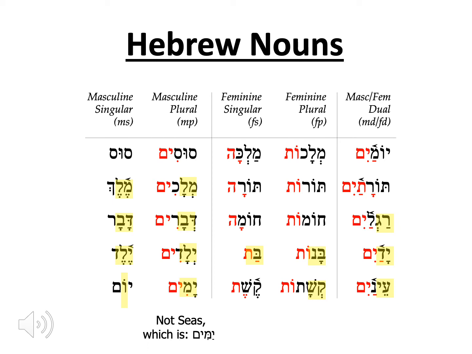So the plural of yam, seas, is not yamim, as we see it here as the plural of days, with a kametz under the yod. Instead, seas is yammim, with a dagesh forte in the mem, and a short a, a patach, under the yod. This is a common pattern for geminates, a dagesh in the second root consonant and a short vowel under the first root consonant. I've also highlighted in the next column the word for daughter, bat, which becomes banot.